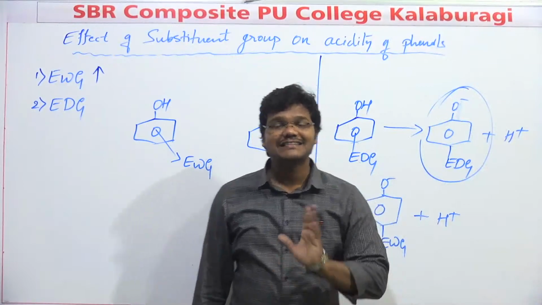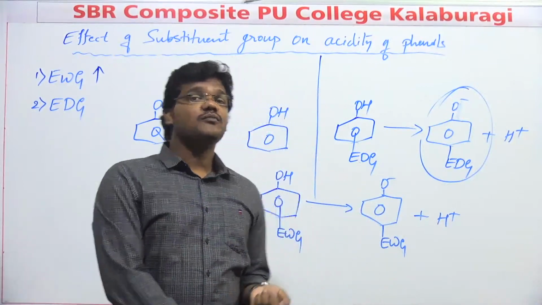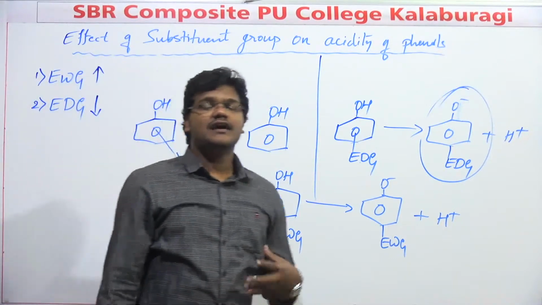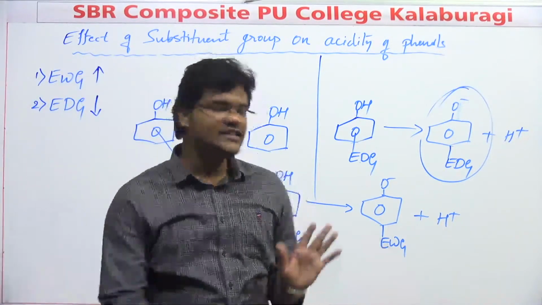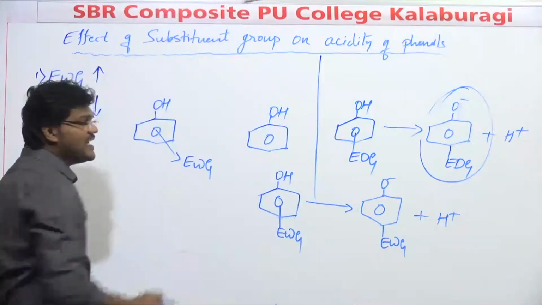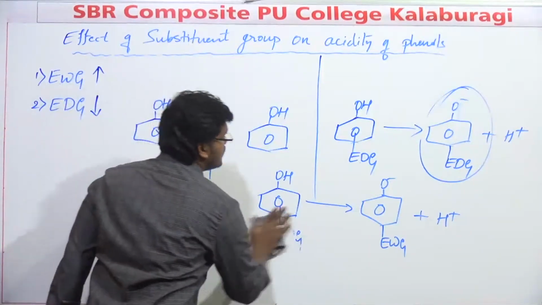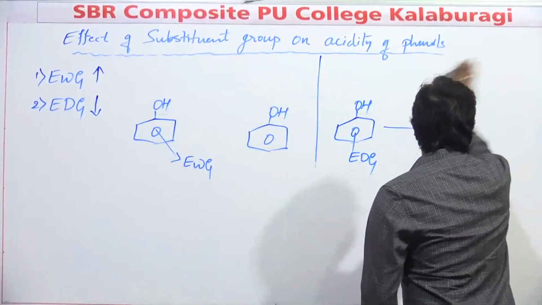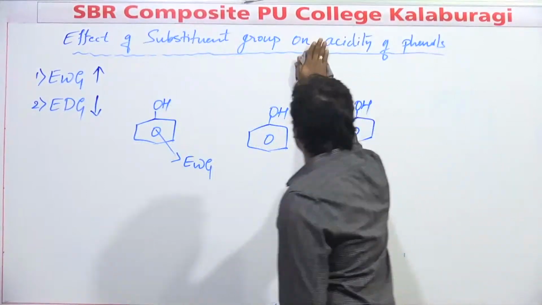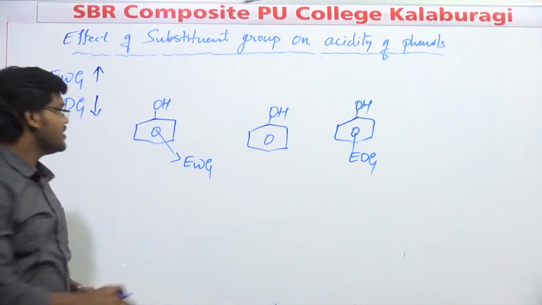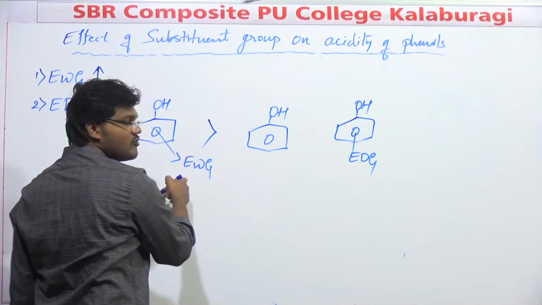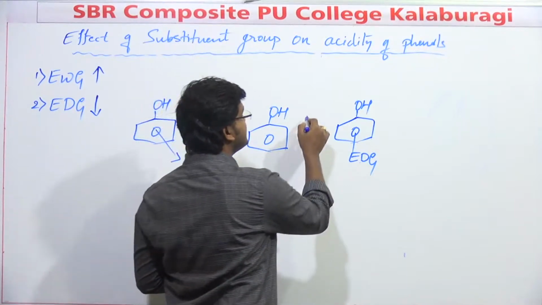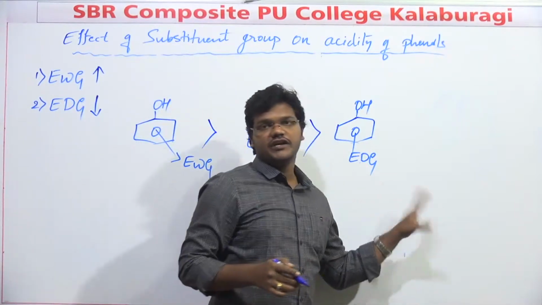So that is why I can say that this electron donating group will decrease the acidic nature of phenols. So one thing I got to know is that if you compare the acidic nature of phenol with substituted phenols, like those with an electron withdrawing group and an electron donating group, phenol with an electron withdrawing group is more acidic than phenol. Then phenol is more acidic than phenols with an electron donating group.